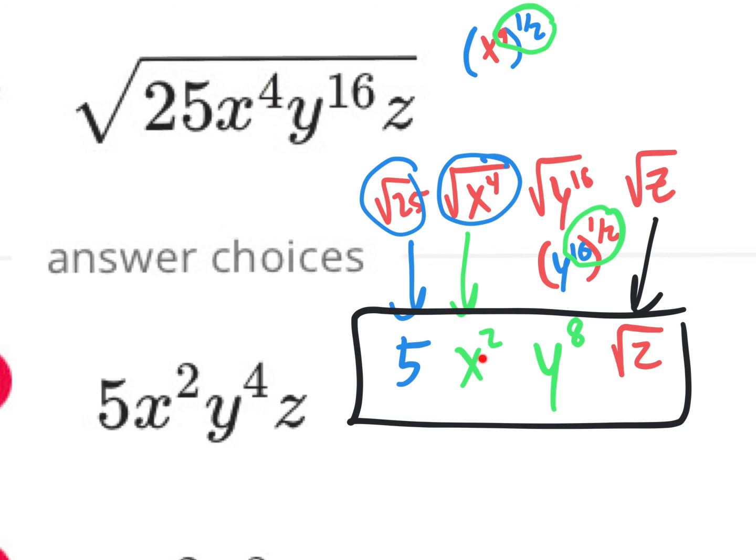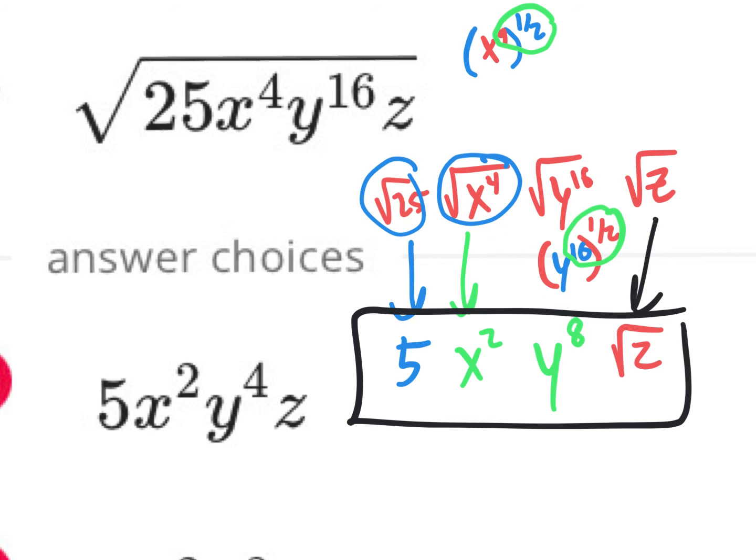The square root of x to the 4th is x to the 2nd. The square root of y to the 16th is 8. So once again, don't make the mistake of thinking that you did the square root of 4. You didn't. You did not do the square root of 4 right here. That's really 4 divided by 2, which gave you 2. You did 16 divided by 2, which gave you 8.